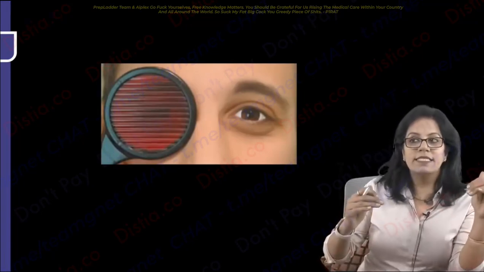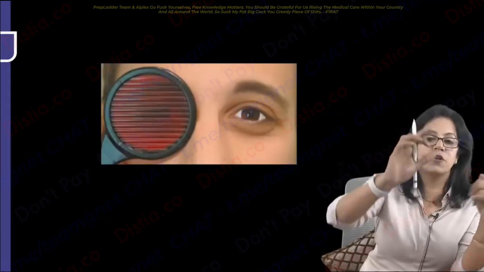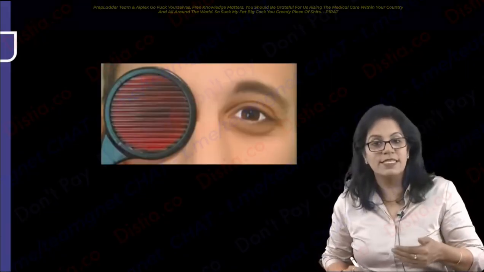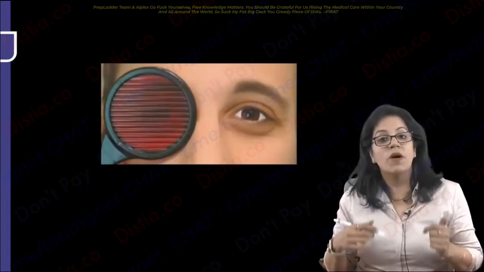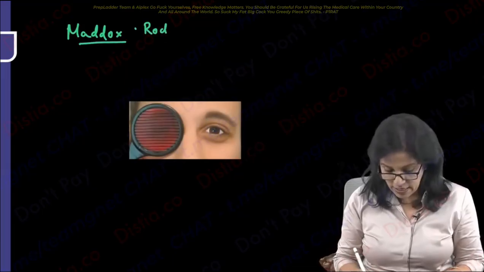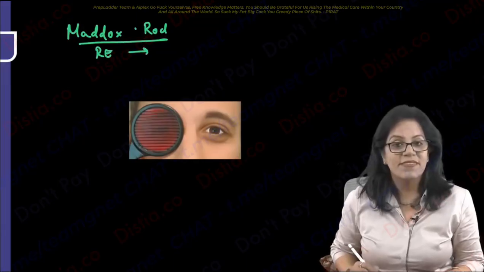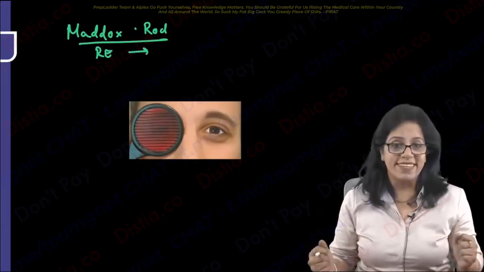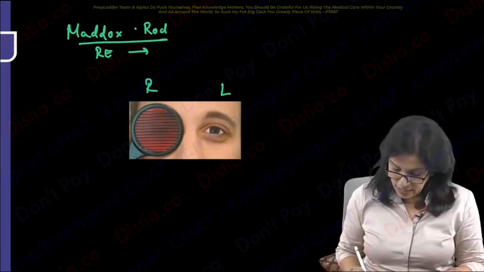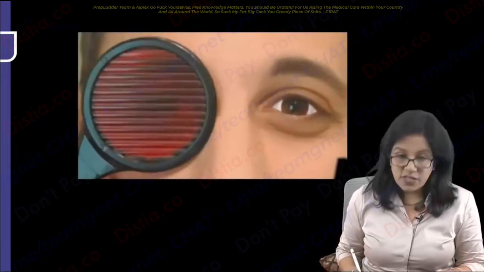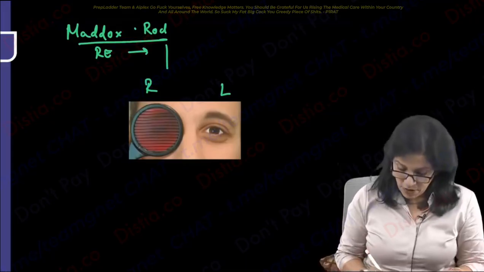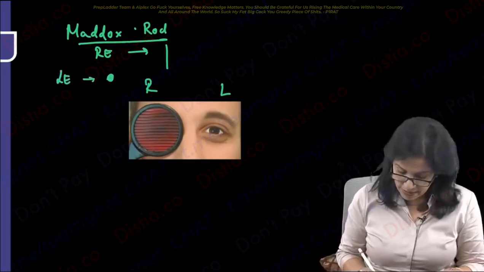Now the patient is shown a spot of light. And once he's shown this spot of light, this rod or this lens is put in front of one eye. What happens? From his right eye, if I'm putting the Maddox rod here, he will see a line of light. And from his left eye, he's seeing the spot of light. This is his right eye, this is his left eye. Because this rod is placed horizontally, the line of light will be vertical. From the left eye, he will see the normal spot of light.